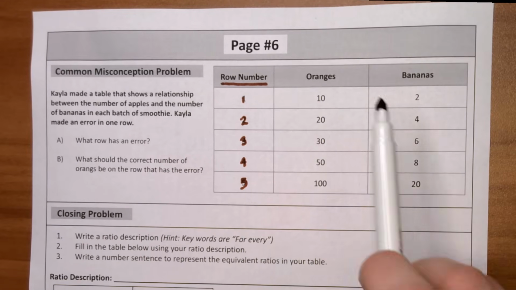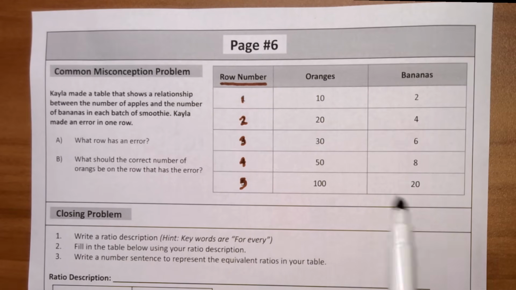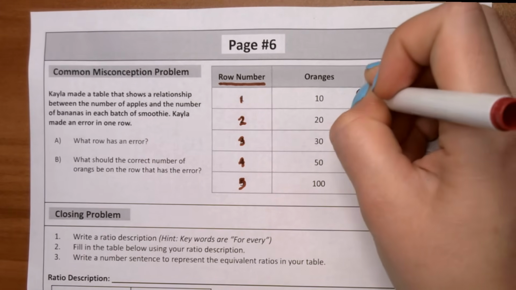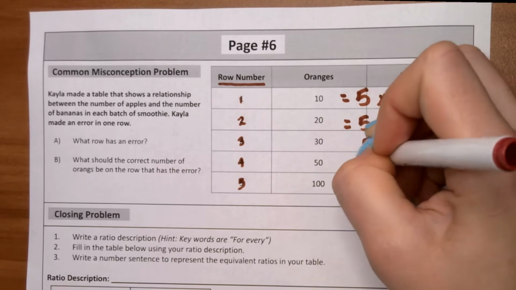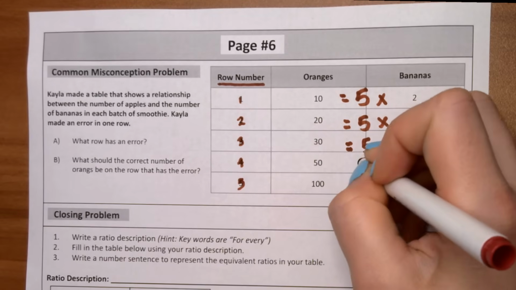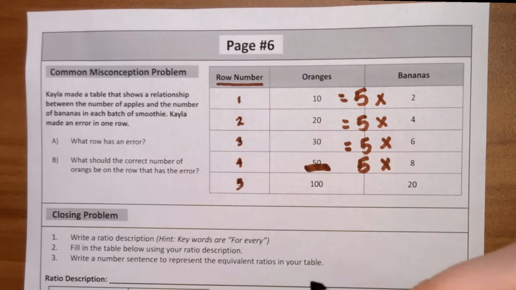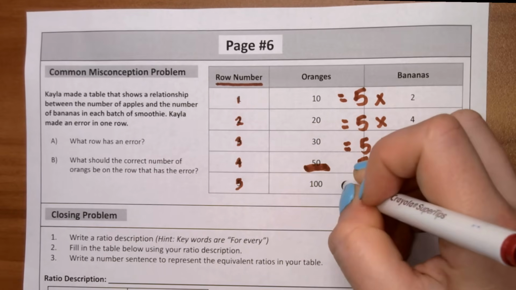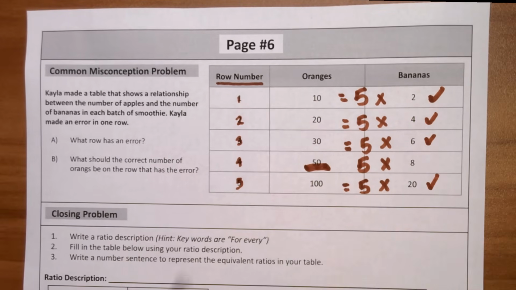So I want you to look at the relationship between bananas and oranges and figure out which one is not correct, and then come back to the video. So when I look at this relationship, I know that 2 times 5 is 10, 4 times 5 is 20, 6 times 5 is 30, 8 times 5 is not 50. So that tells me that this answer right here is not correct. But I'm going to keep going just to make sure. Is 20 times 5 100? Yes, it is. So all the other rows were correct except row 4.